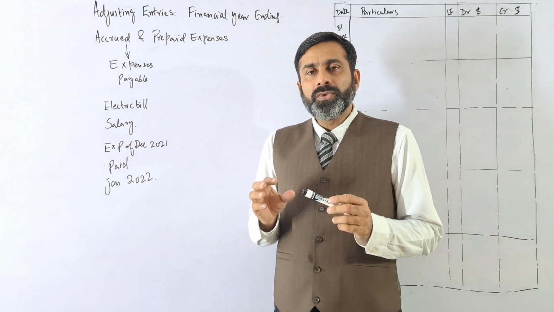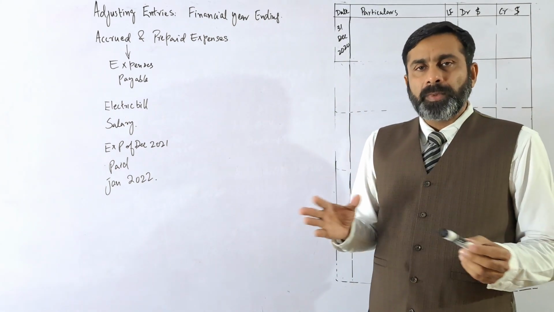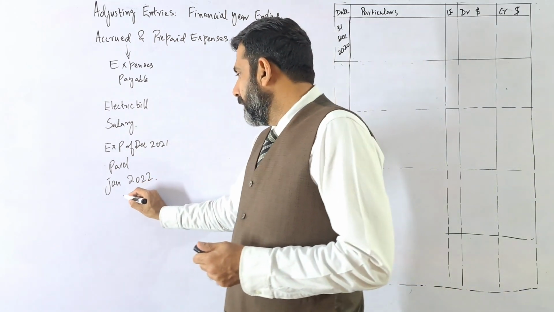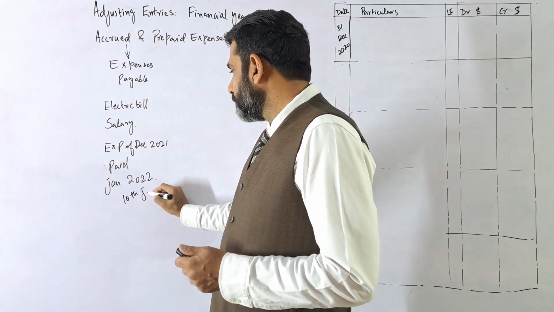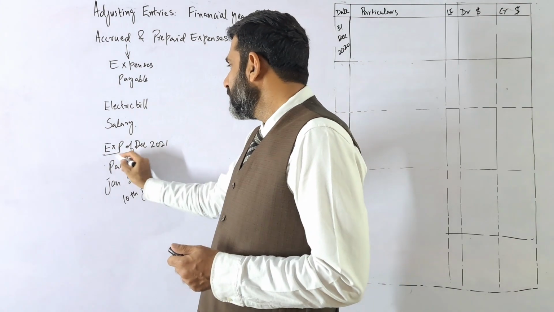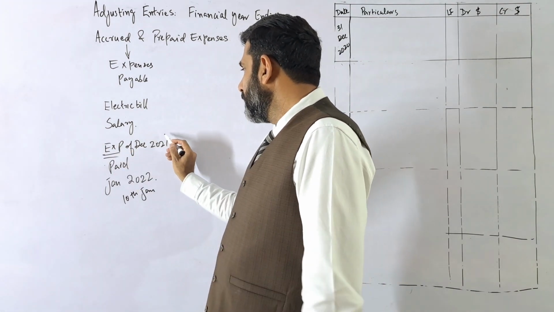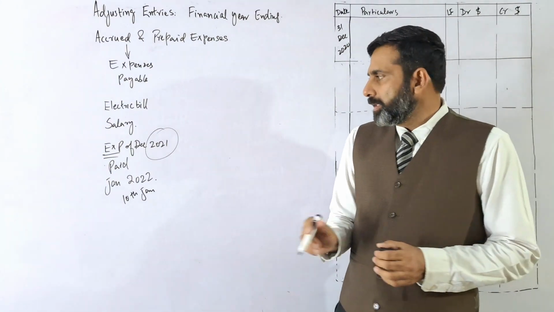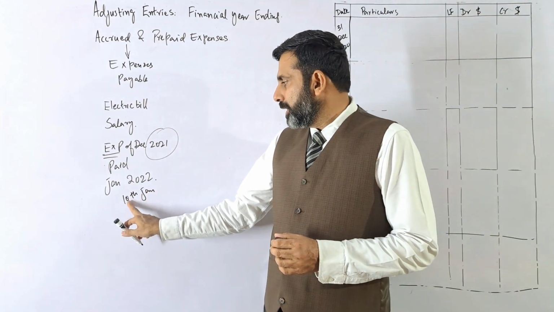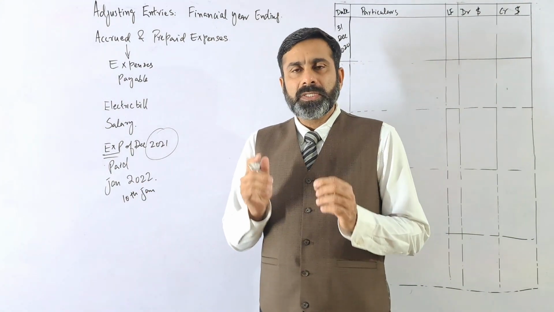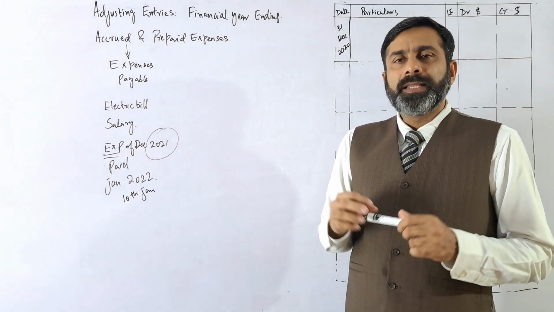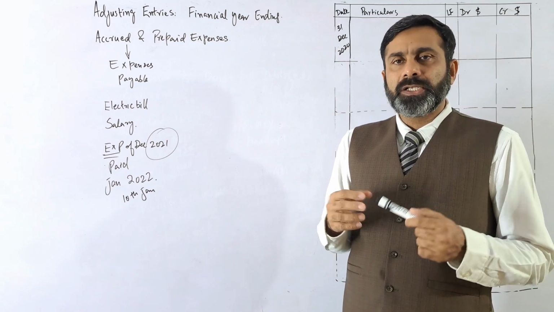But now you know what the bill is. They may send you the bill and the date is, let's say, 10th of January. But that is the expense of December. So the expense is for the year 2021, but it is paid in which year? It is paid in 2022. So this is a transaction which has an effect on more than 1 year. That's why it is called an adjusting entry.